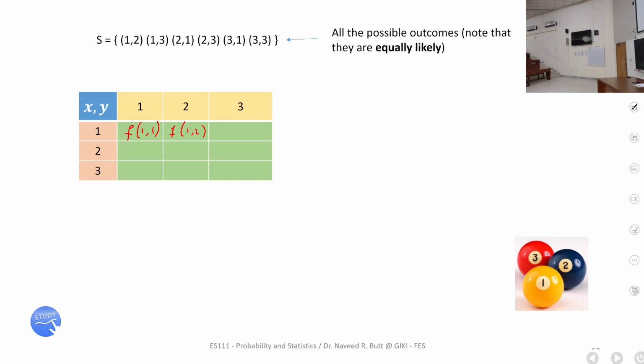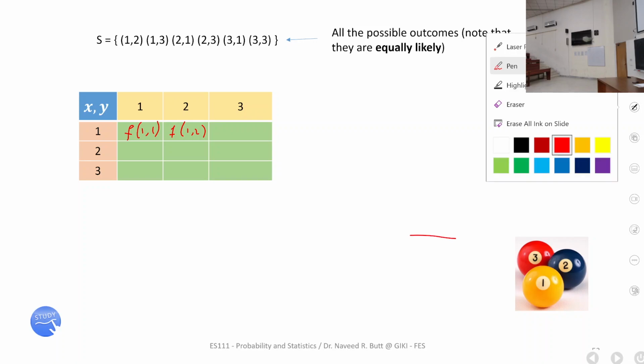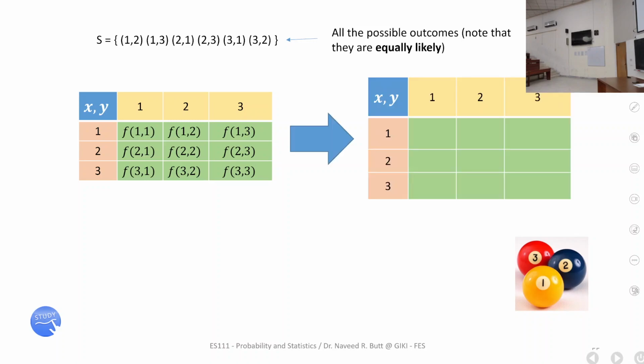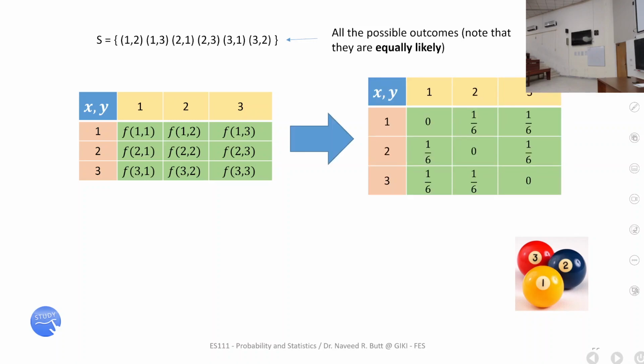When you see F12, you're saying what's the probability that x, because we call the first variable x, takes 1, the first ball shows 1, and the second shows 2. How much will it be? 1 by 6. Why? 6 possibilities, all equally likely, so it makes sense. And so on. You can fill this in, get used to this. Makes sense?